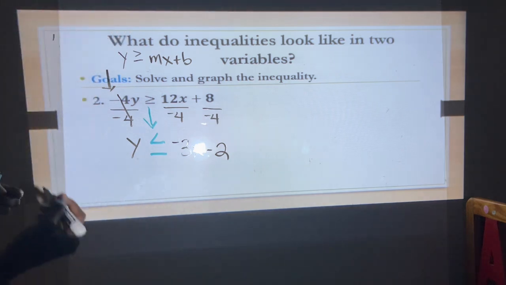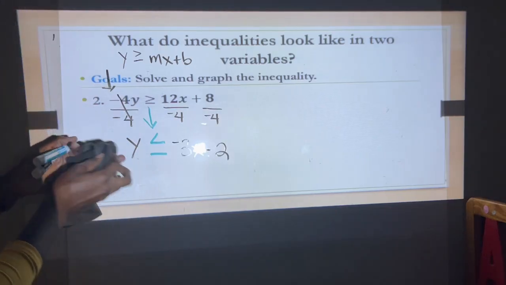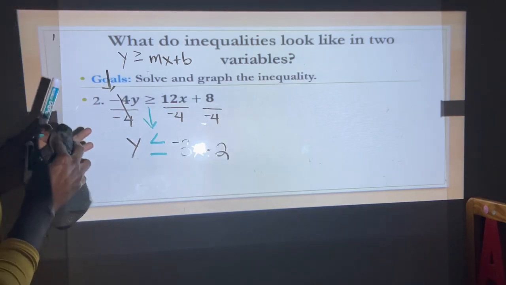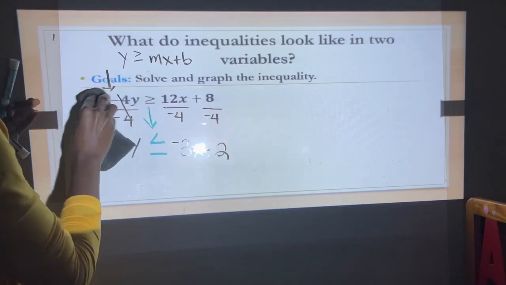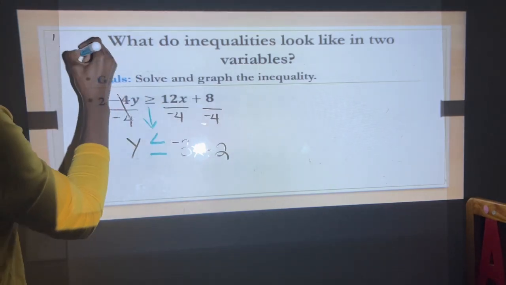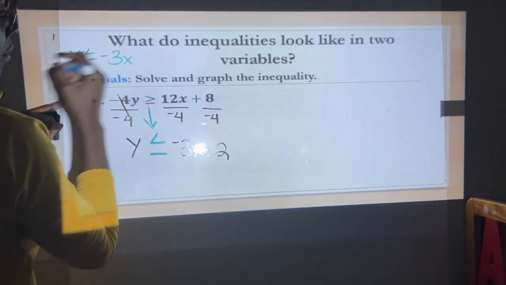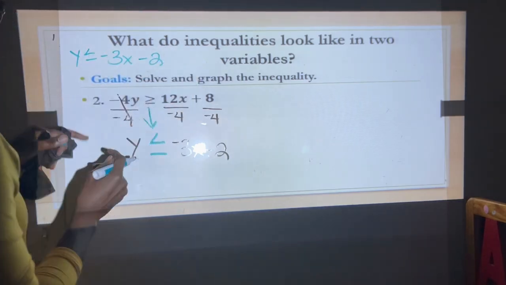So this is our line. Inequality. Well, no, that's our line. And then we're going to do what's necessary to determine what the inequality is. So y is less than or equal to negative 3x minus 2. Let me write that down. See, told you it's going to take a little less time. Y is less than or equal to negative 3x minus 2.